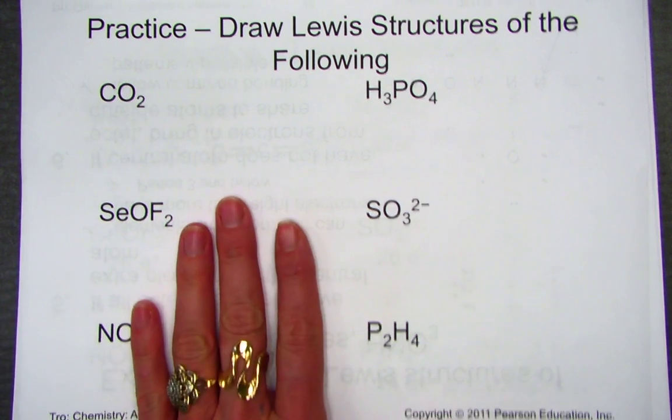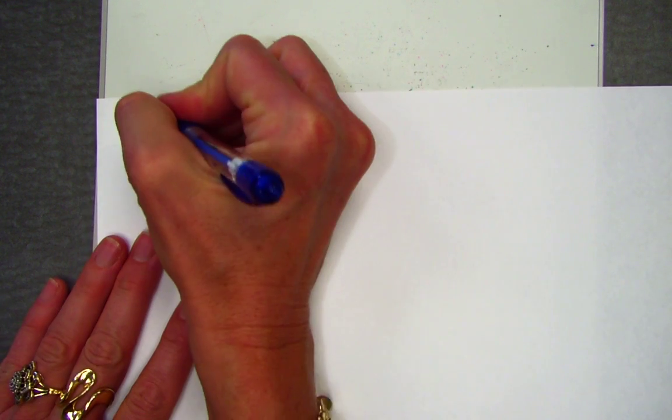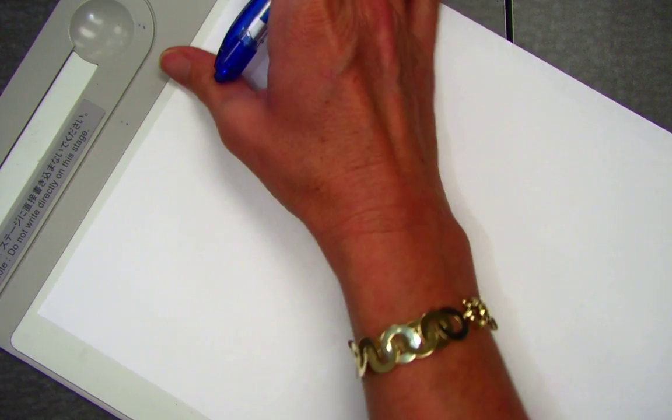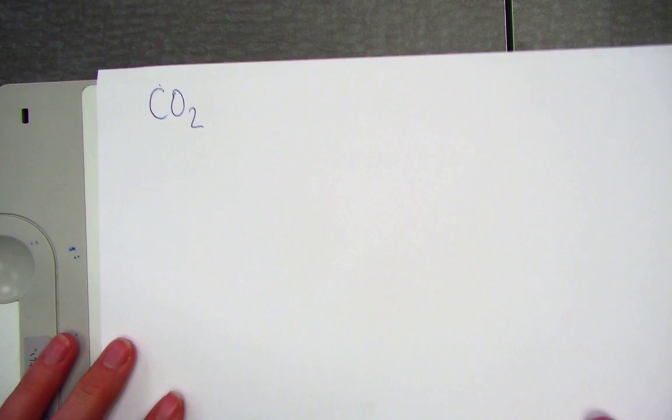So I'm going to just take this off and give myself plenty of room. I'm going to write large so we can see it on the screen. The first molecule we were being asked to draw was carbon dioxide, CO2. So what I'm going to do is just begin tallying how many electrons we have.